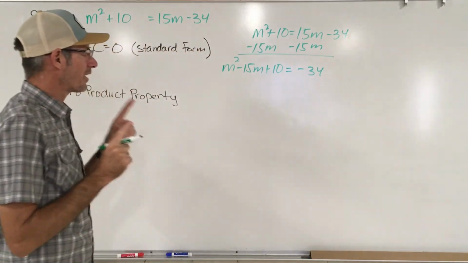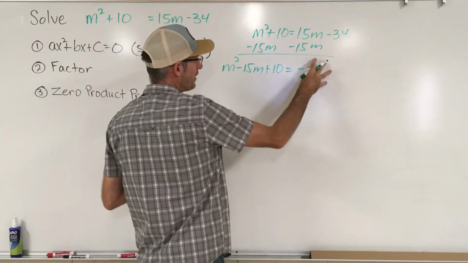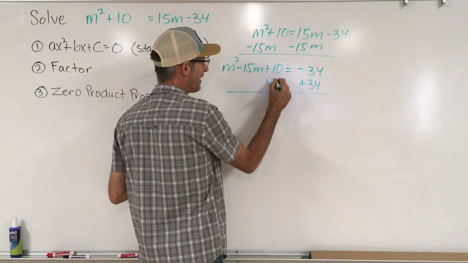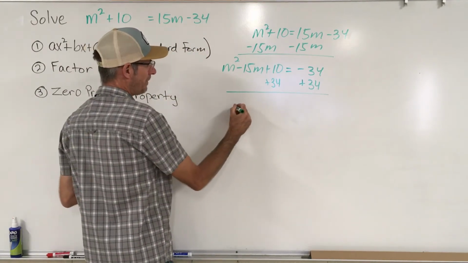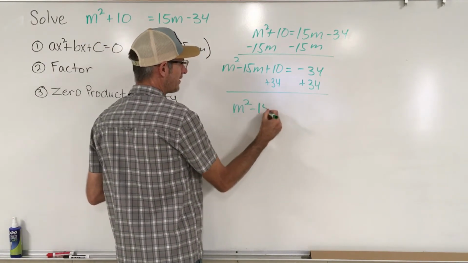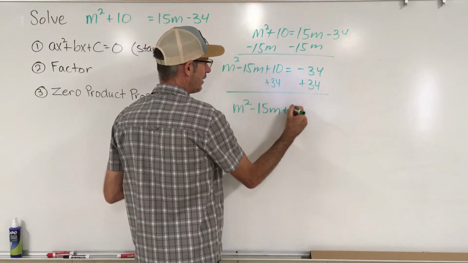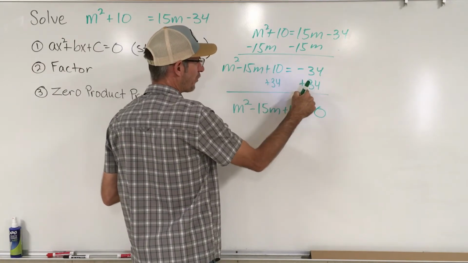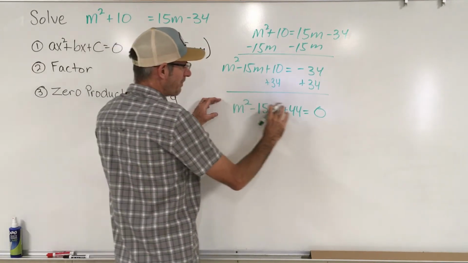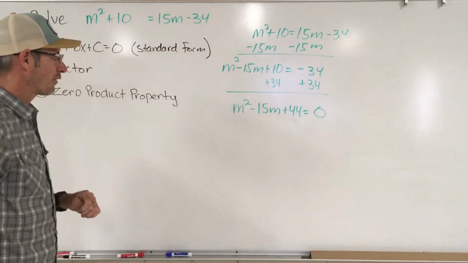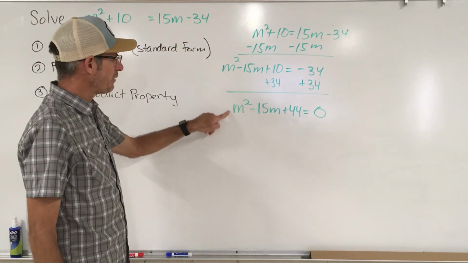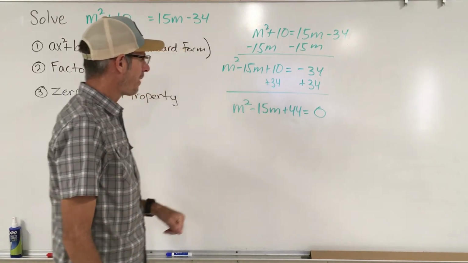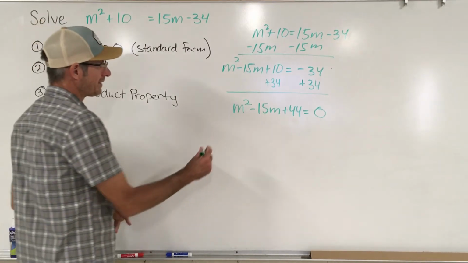And then I need one more step. I need to get this negative 34 to turn into a 0. And if I do that, I have to add 34 to this side. So my problem becomes m squared minus 15m plus 44, 10 plus 34, equals 0. Negative 34 plus 34. Now there's my equation in standard form. My a is an unwritten 1, my b is a negative 15, and my c is a positive 44. So I'm going to set up my answer.